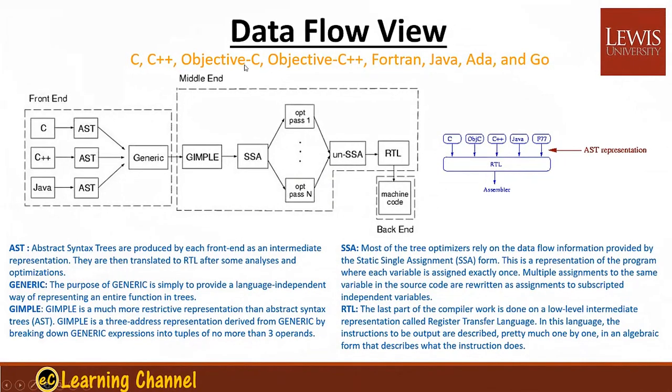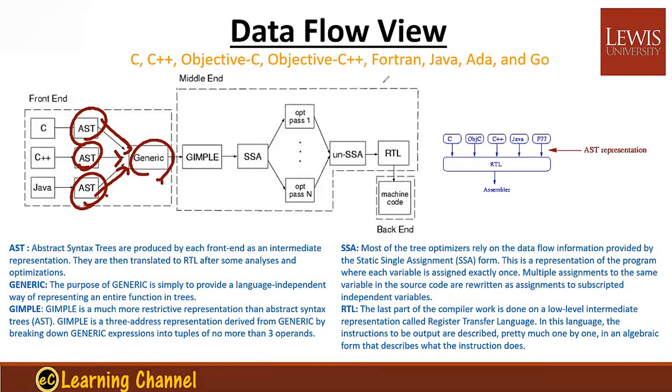So, data flow view. These different languages on your front end: C, C++, Java. Java is also one of them. Languages supported include Ada, Go, whatever different language. And then it will generate an AST. You got the AST, and the AST actually gets built into a generic model.